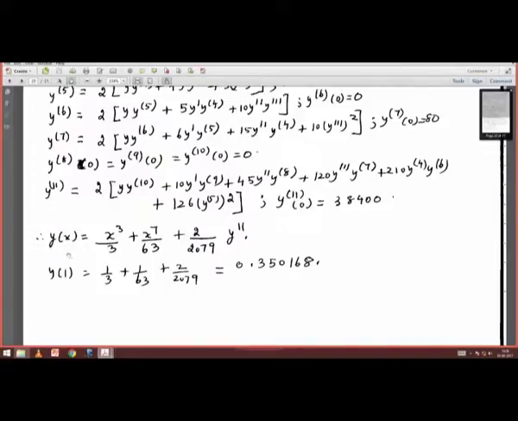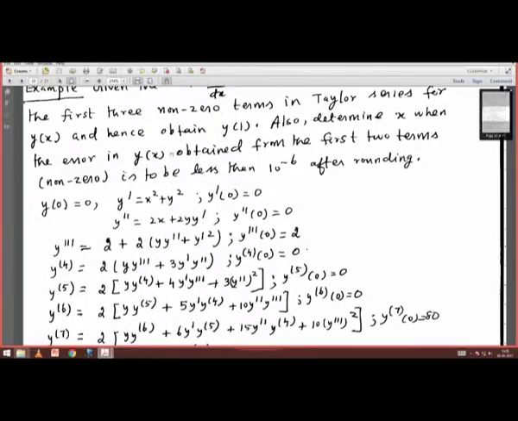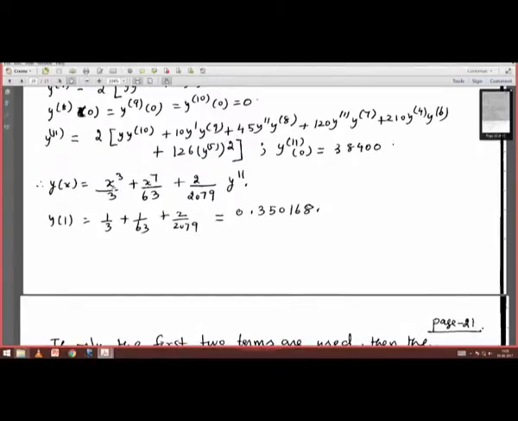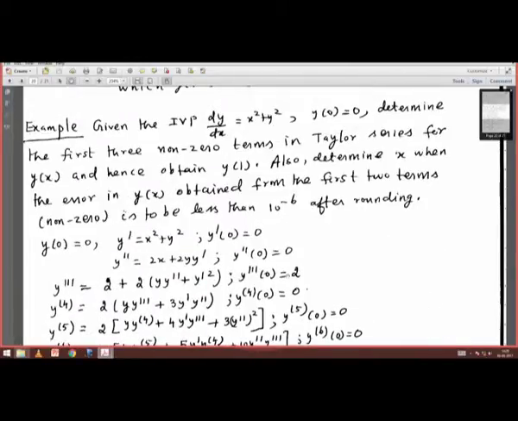So, we want the solution at 1, that is the problem. Take the first three non-zero terms in the Taylor expansion and obtain y at 1. So, we evaluate y at 1 and that turns out to be this quantity. So, we have completed the first part.